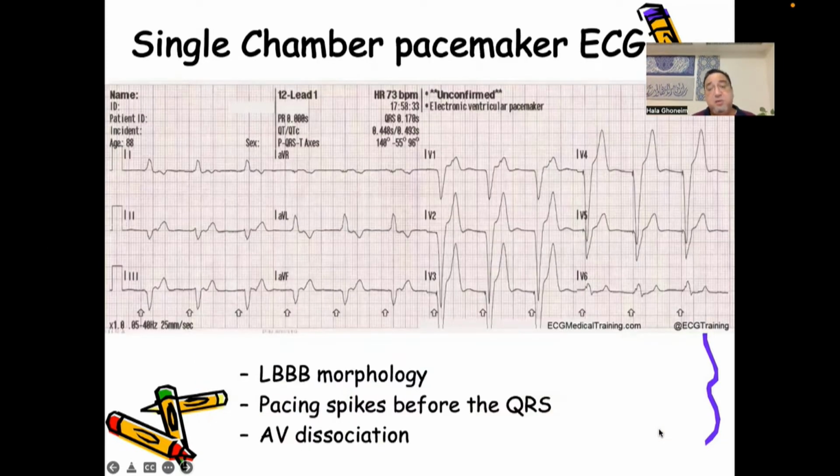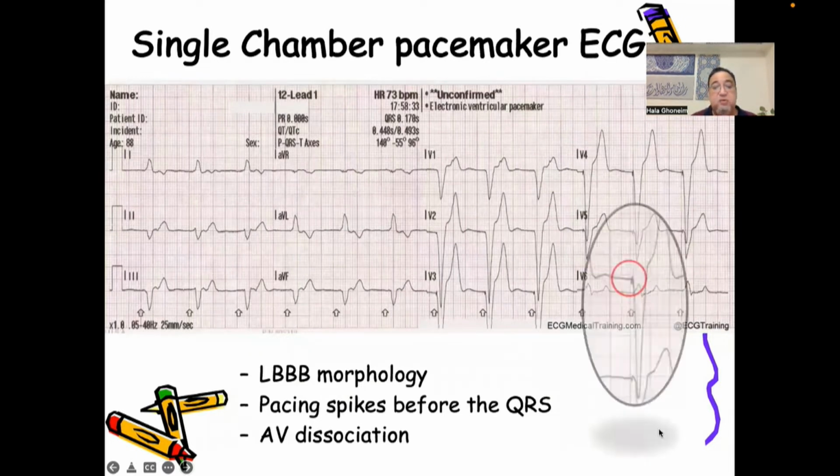In single chamber pacemaker ECG, if you look at the ECG, you will find the inverted M, which is the left bundle branch morphology. Pacing spike is before the QRS, not before the P wave, and you will find AV dissociation.